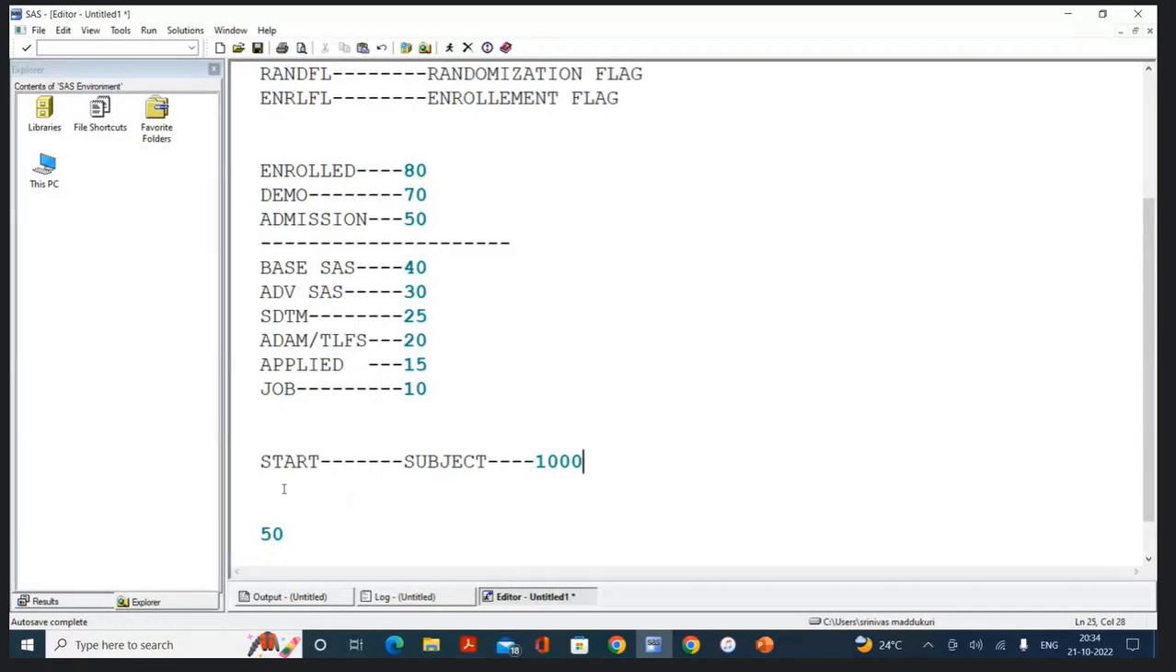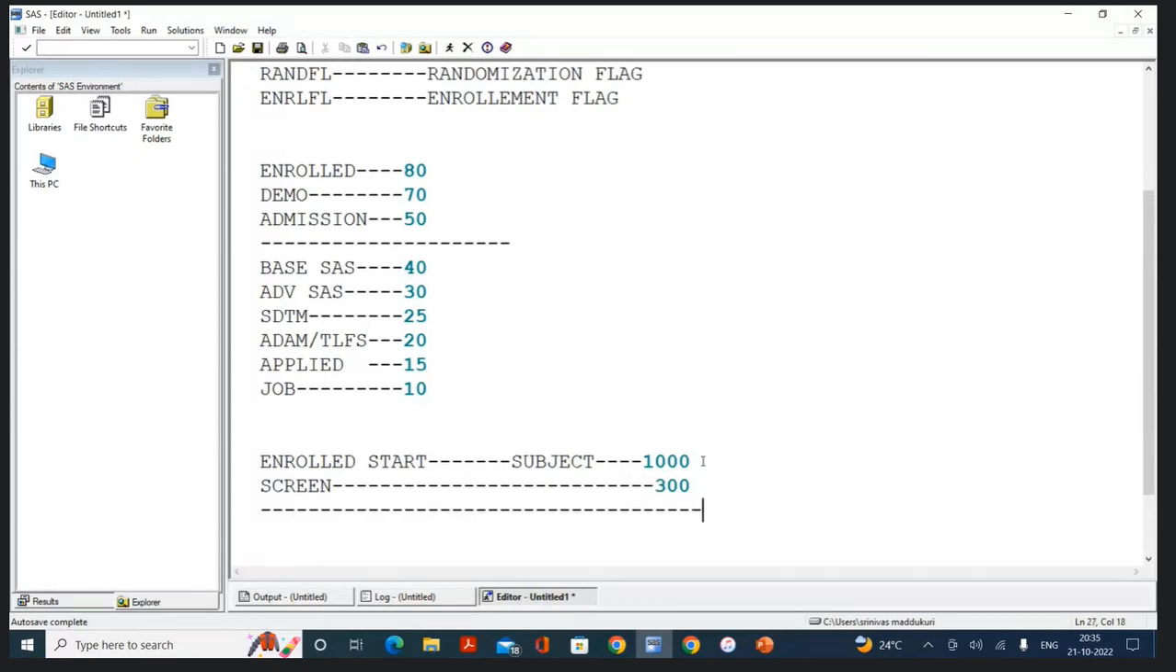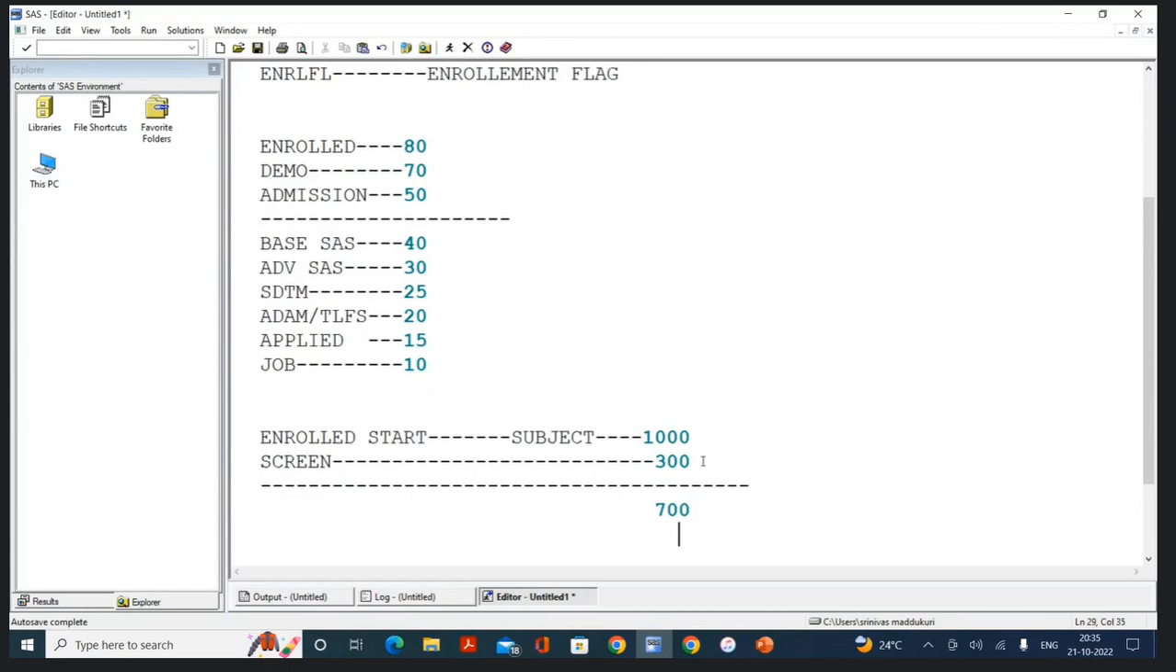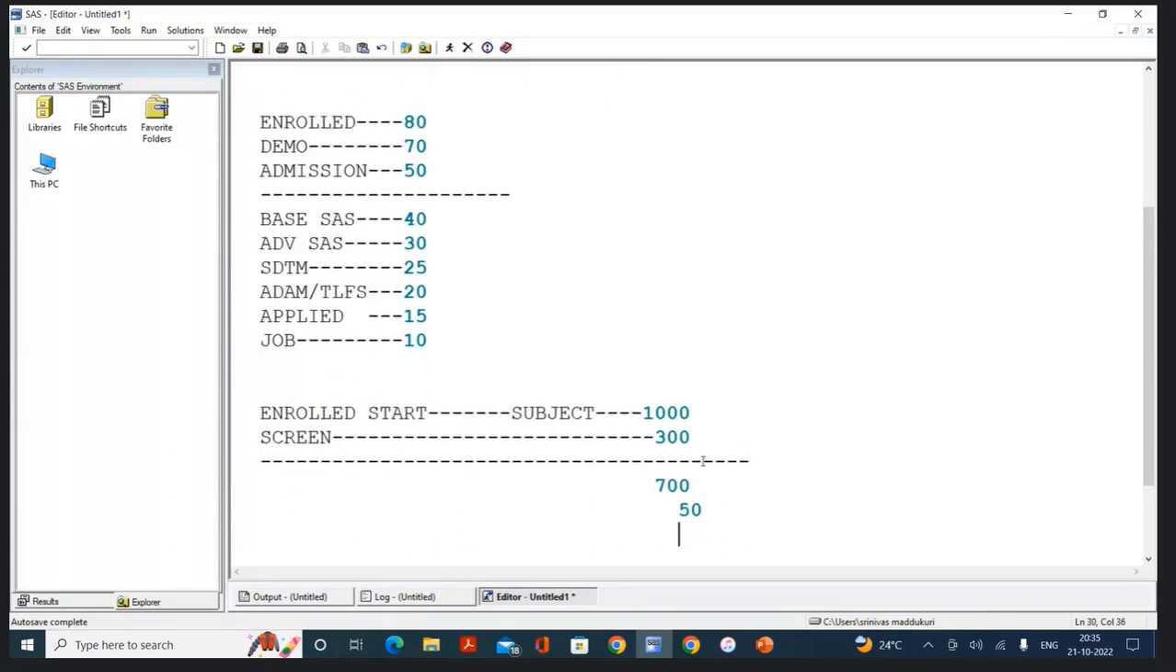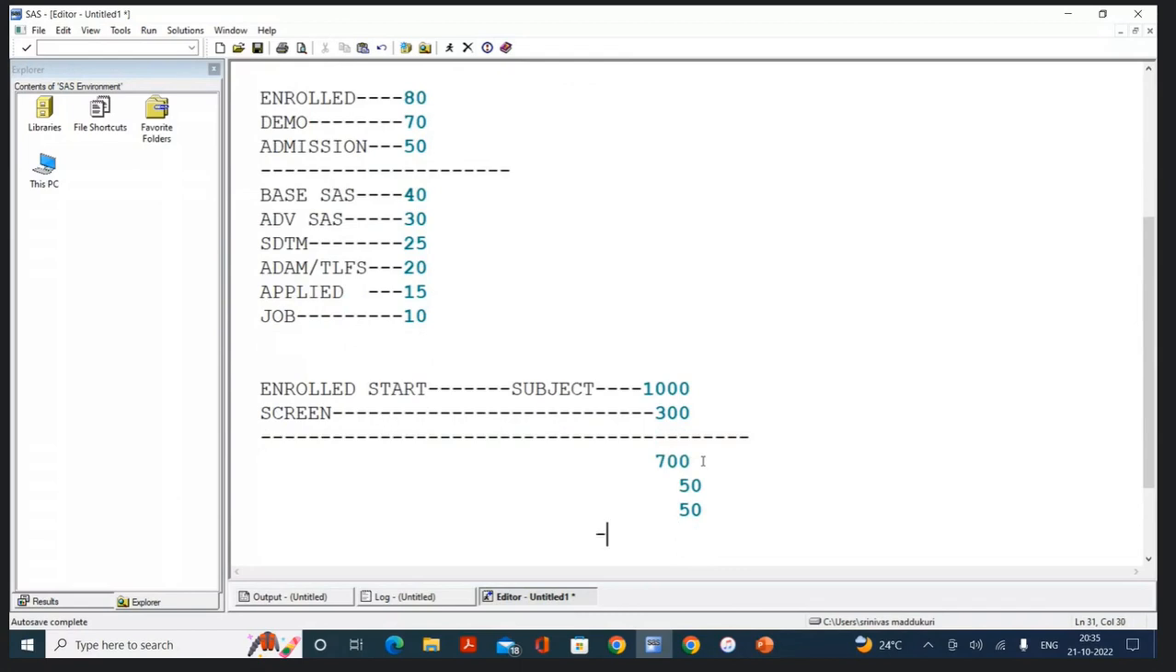No. At the start, in the sense, these many people are enrolled in my study. 300 members failed the screening procedure. So then how many members are left with us? 700. Okay. Now in the 700, 50 members left before the randomization. And 50 members left after randomization before the treatment. Now tell me, how many members do we still have now?